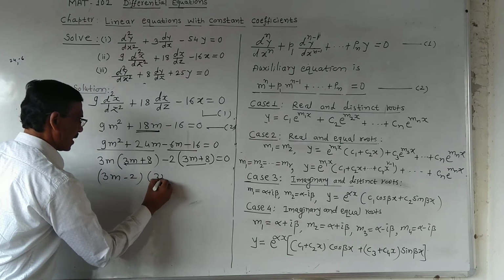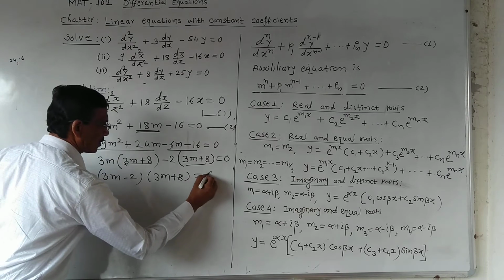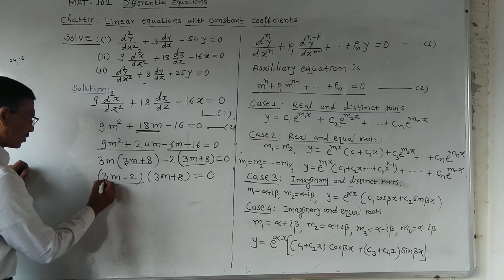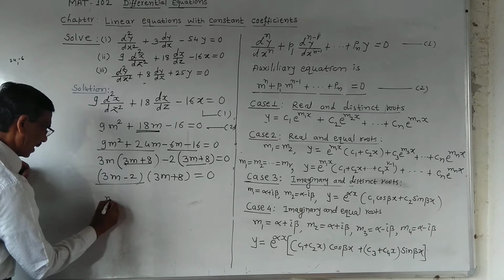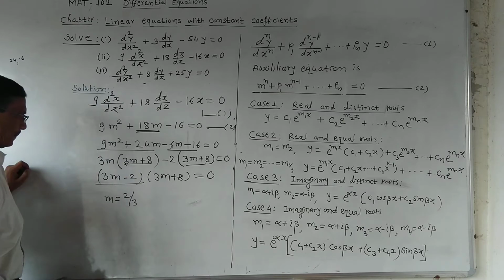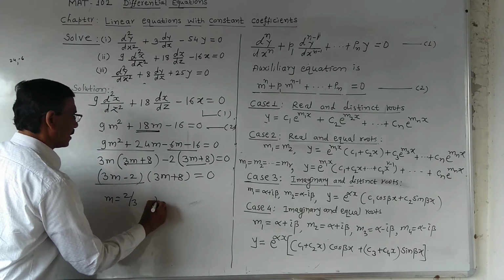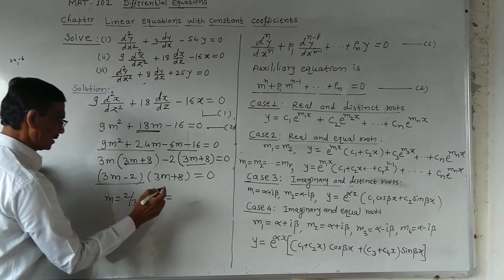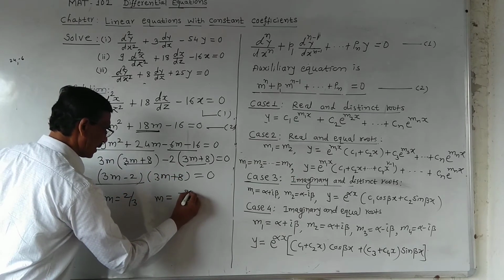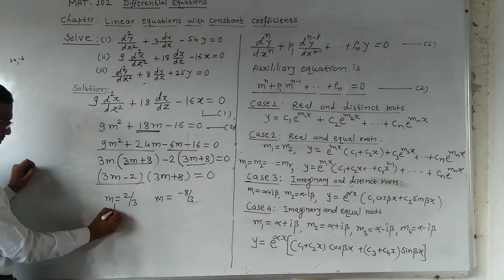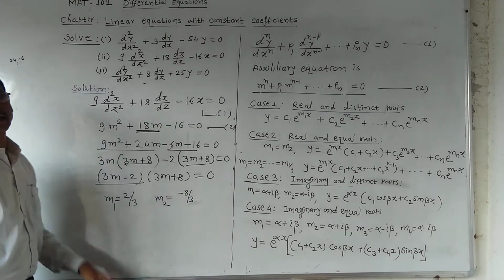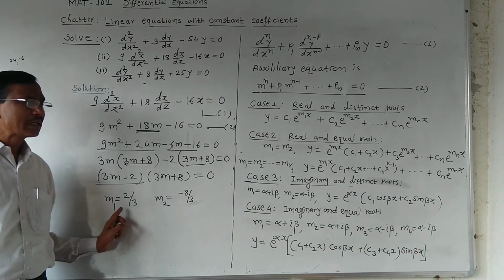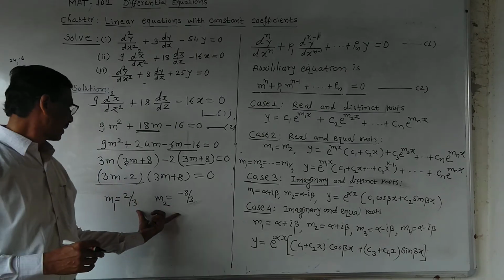3m plus 8 is equals to 0. And from the first factor, we have 3m is equal to 2. That is, m is equals to 2 by 3. And again, 3m is equals to minus 8. That means m is equals to minus 8 by 3. We shall consider this as the first root, this as the second root, m1 and m2. Again observe that both are real numbers and not equal.